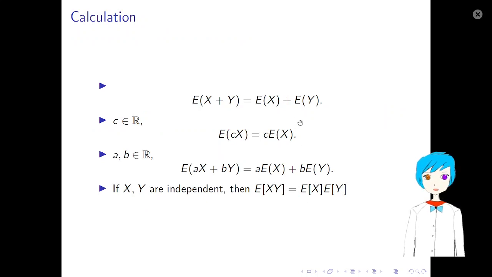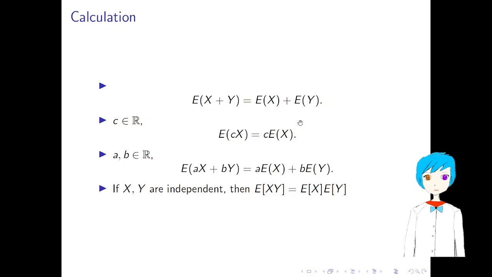So here are some calculation rules for the expectation. For two random variables, the expectation of X plus Y is the sum of the expectation of X and the expectation of Y. For any real number c, the expectation of cX is c times the expectation of X. So these two properties are called the linearity of the expectation. As a generalization, the expectation of aX plus bY is a times EX plus b times EY.